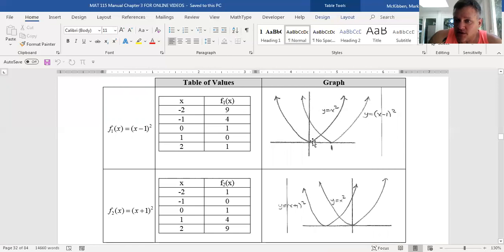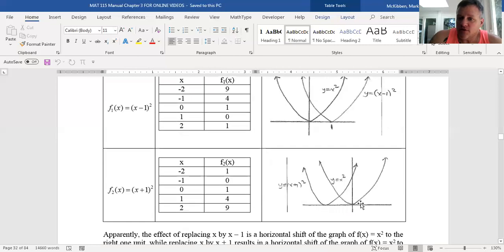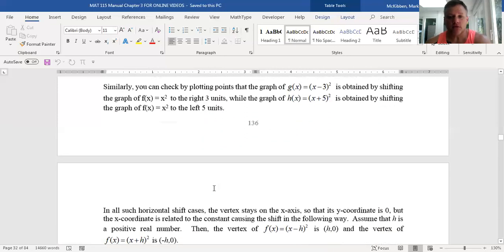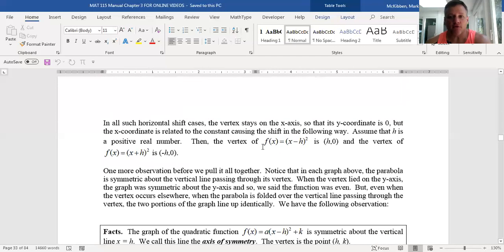If you compare it to the original x squared, you can check point for point that it's going to slide over to the right. If you add 1 to the input, you can check that it slides it over to the left. If you don't believe me, actually plot the points and you'll see that that is the case. Okay, so we have that observation.